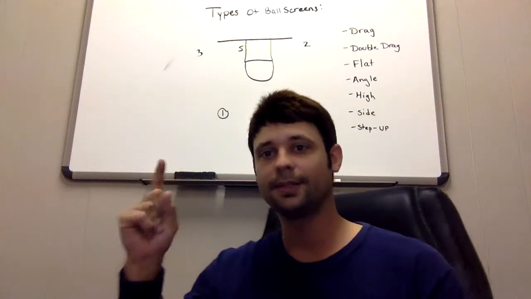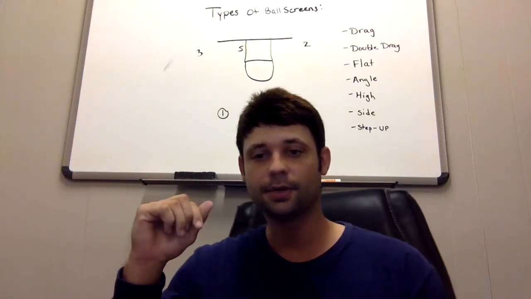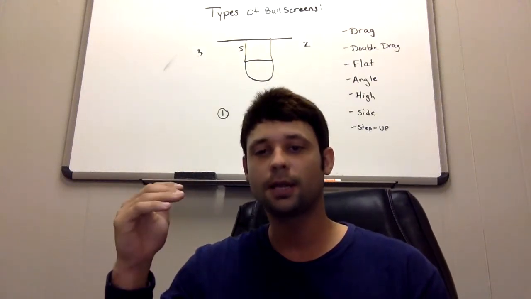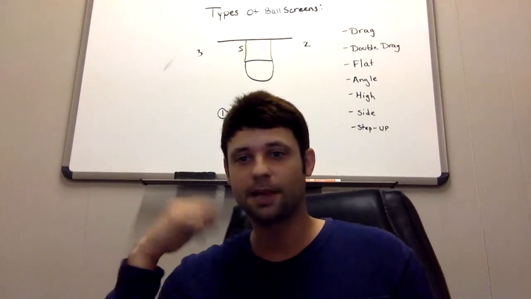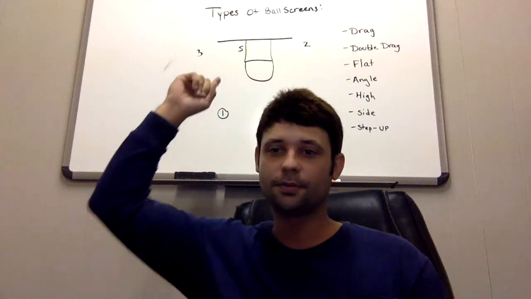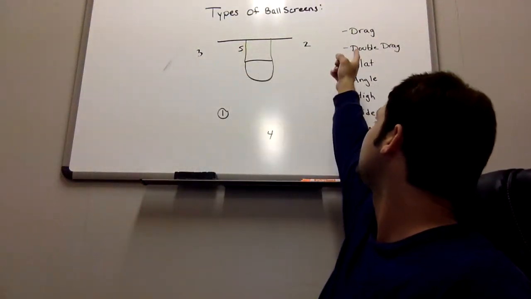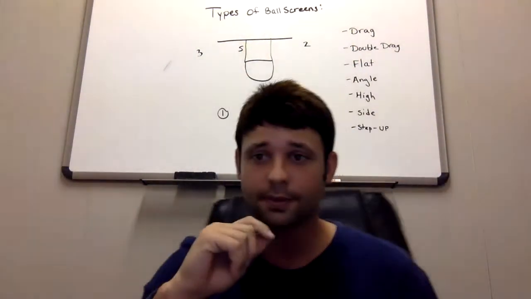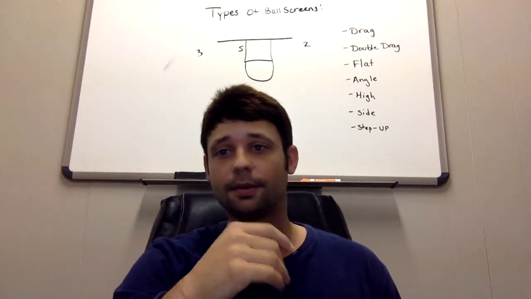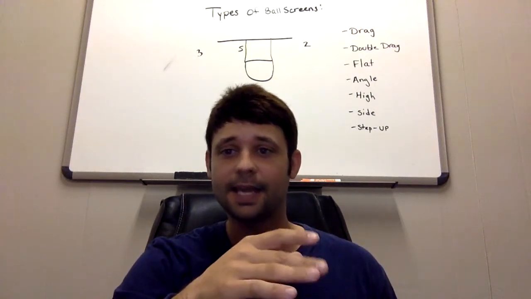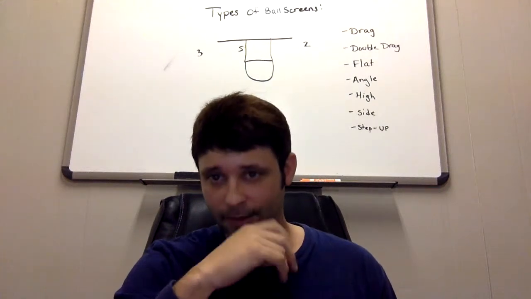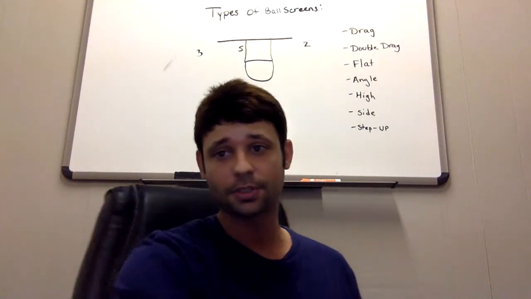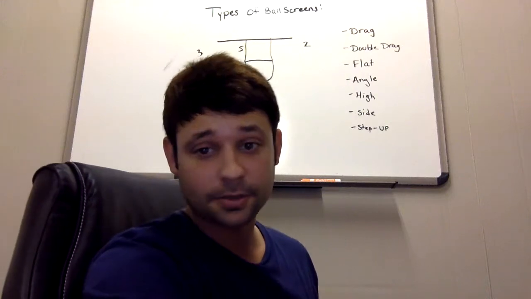Okay, now let's get into the types of ball screens that you can utilize for your team. On the left, my left, probably your right, are the types of screens that are available out there. The drag, the double drag, the flat, the angle, the high, the side, and the step up. Okay, we're going to get into those today. First of all, I want to show you the drag screen.